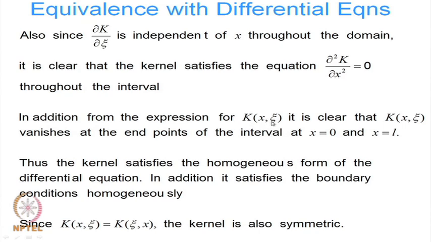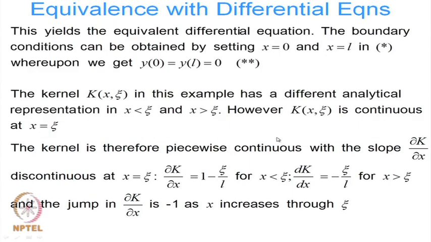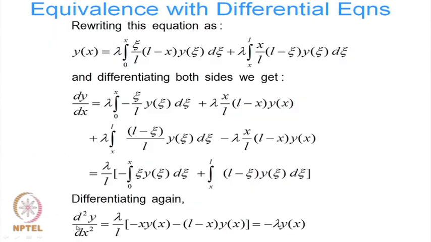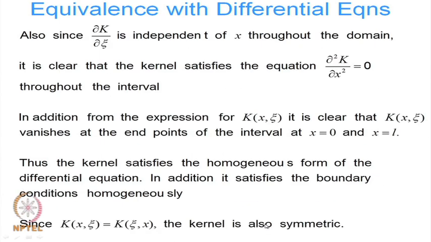Again, from the expression for k of x, xi, it is clear that it vanishes at the endpoints of the interval, at x equal to 0 and x equal to L, which we just saw a while back. So the kernel satisfies the homogeneous form of the differential equation. This was my differential equation. The kernel satisfies this differential equation, but with a 0 on the right hand side. In addition, it satisfies the boundary conditions homogeneously, and it has this very important property that it is symmetric in x and xi.